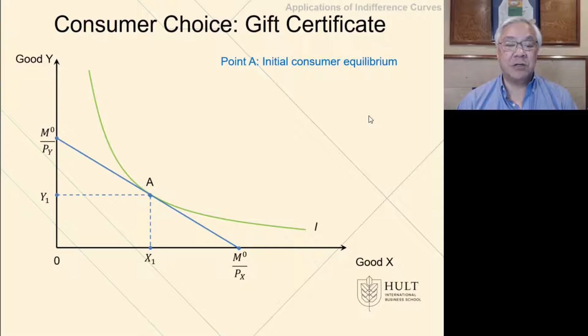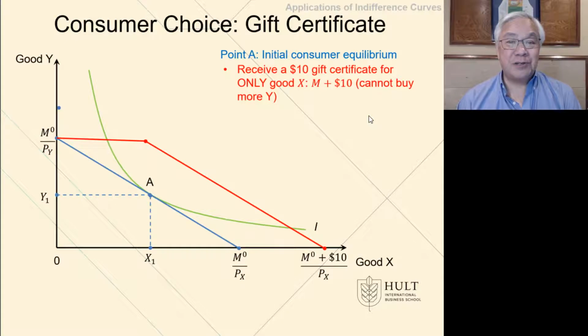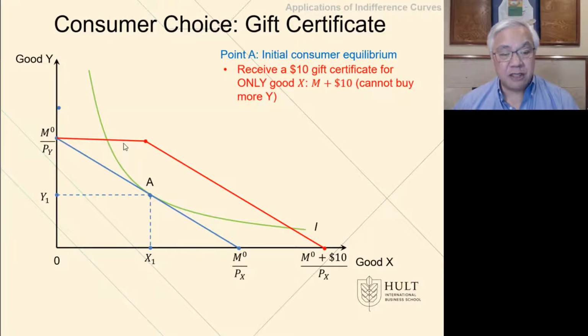So this is our initial consumer equilibrium. And let's say that the producer of good X wants a little incentive to have you buy good X. And they're saying, I'm going to give you a gift certificate that you can only redeem by buying good X. So what happens is the amount you could buy with your income, because you didn't get a raise, is the same for good Y. So that is flat. However, because you could spend that certificate at buying good X, it shifts over to the right. So that leads to this kind of odd kinked budget line.